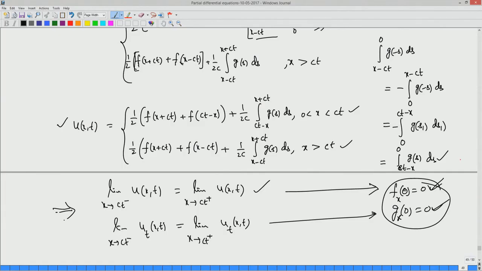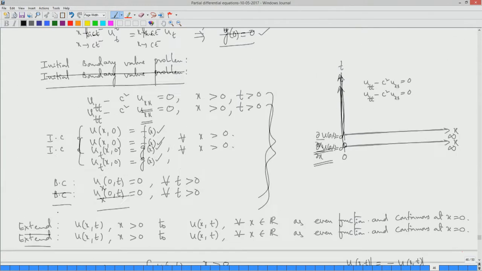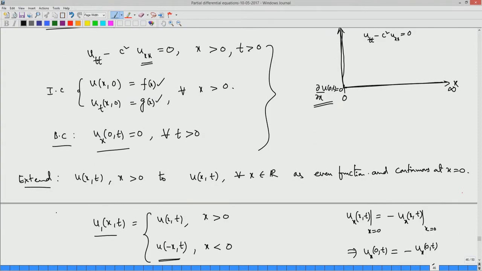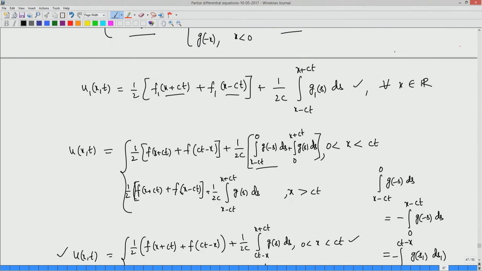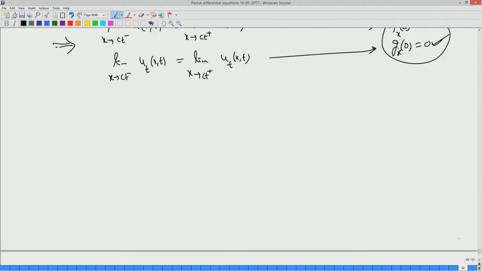So, if you are given a wave equation on a semi infinite line, your initial data f and g should be satisfying these necessary conditions, that df by dx at 0 and dg by dx at 0 have to be 0. So, only for such initial data can we give the solution like this. Okay. This is what we have seen.